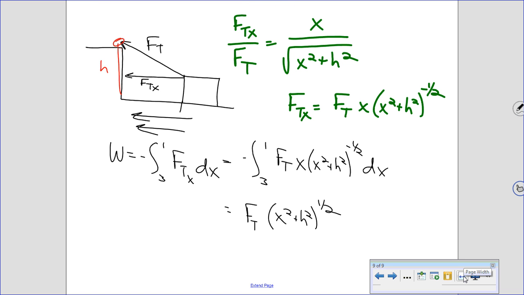All right, so are we good up to there? All right, and then, oh, I forgot my negative sign. And then you evaluate it at 1, evaluate it at 3, and then subtract. Cool?